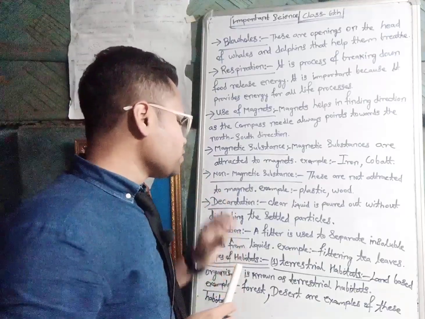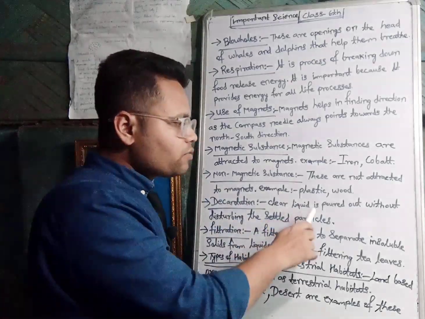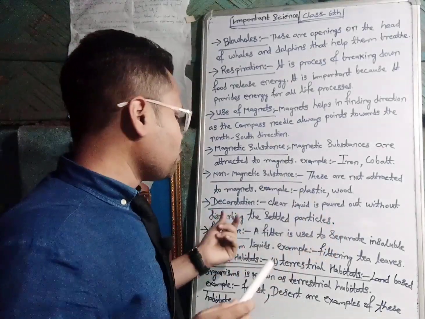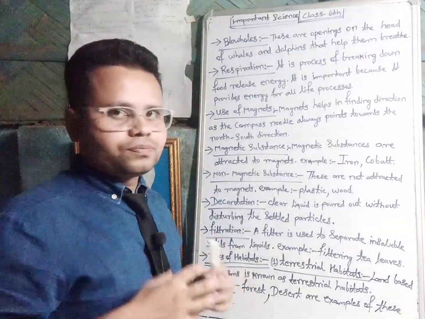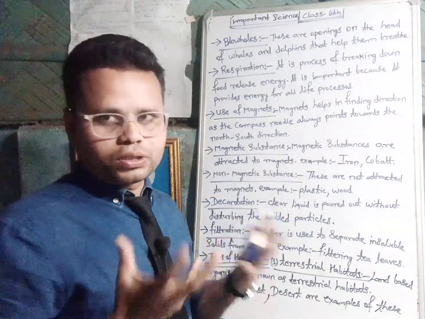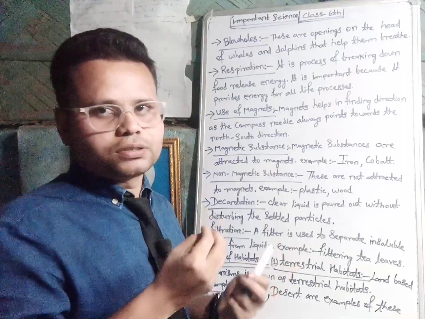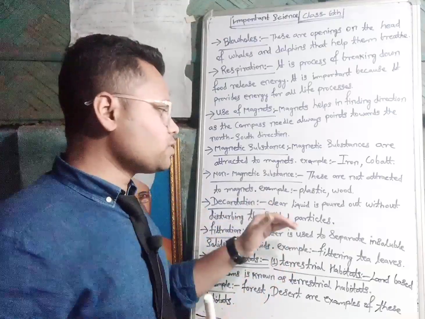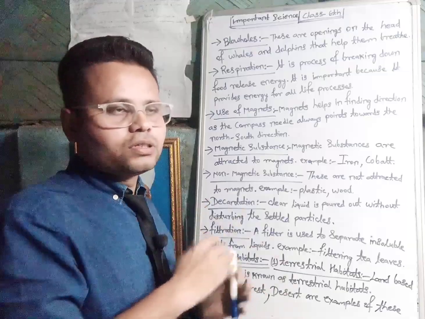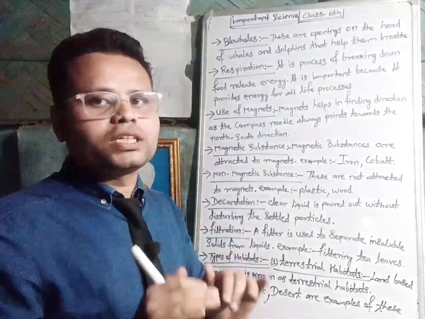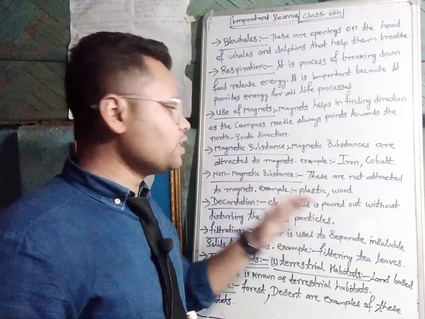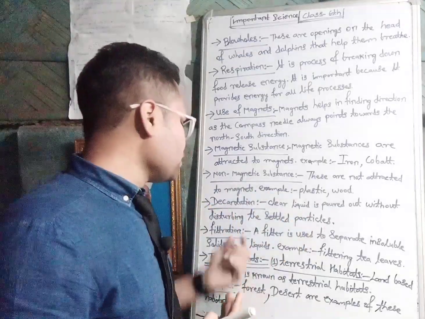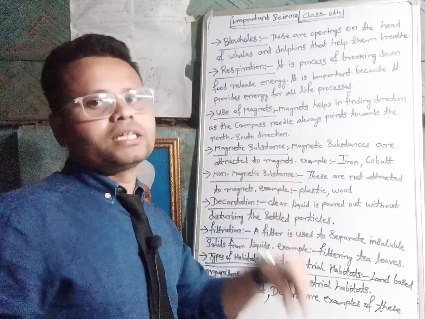After that, we are focusing on decantation. Clear liquid is poured out without disturbing the settled particles. For example, you mix soil and water, and after some time the liquid is poured out without disturbing the soil in it. This is called decantation.